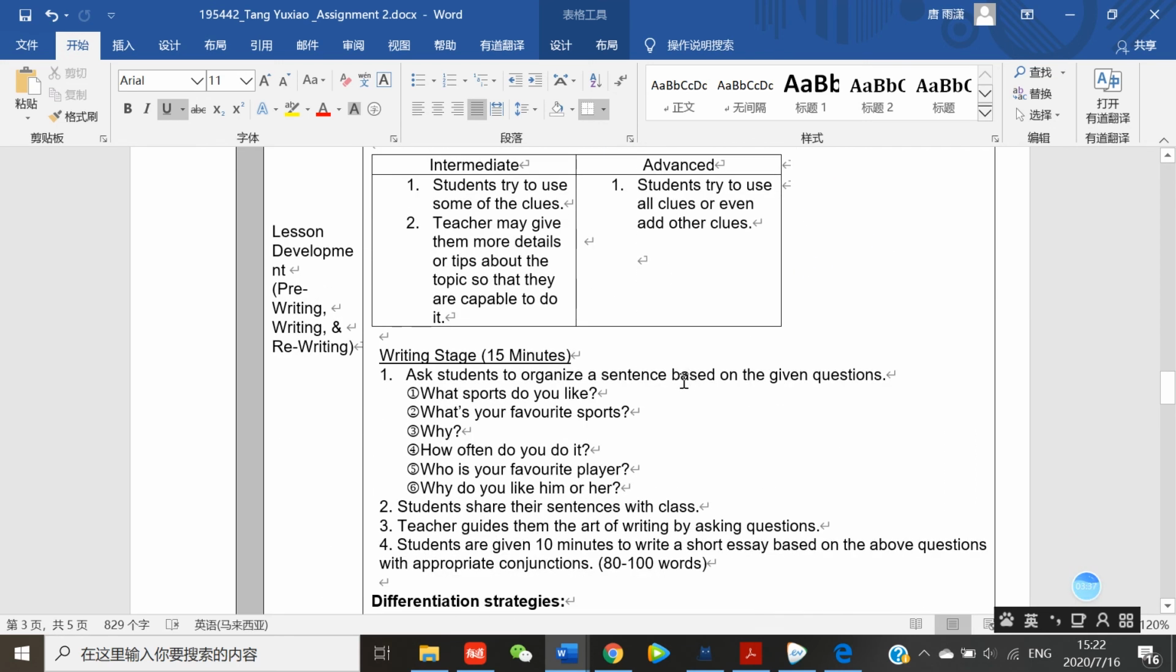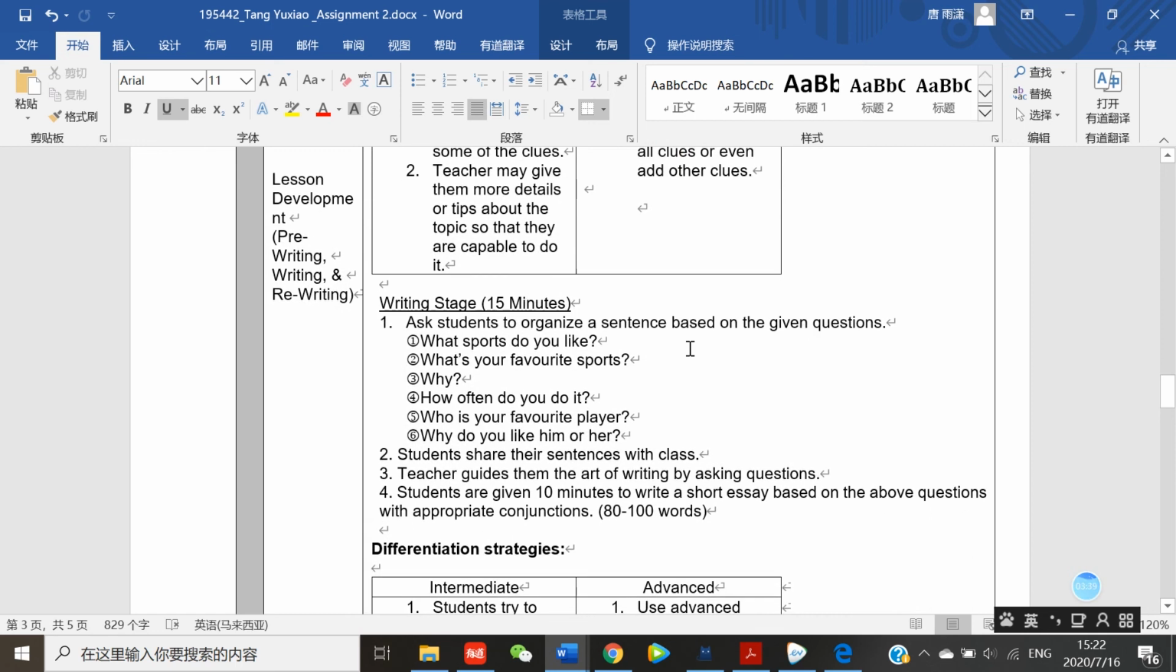And it is a writing stage. It takes about 15 minutes. So we need to ask students to organize a sentence based on the given questions like, what sports do you like? What's your favorite sport? And why? How often do you do it? Who is your favorite player? Why do you like him or her?